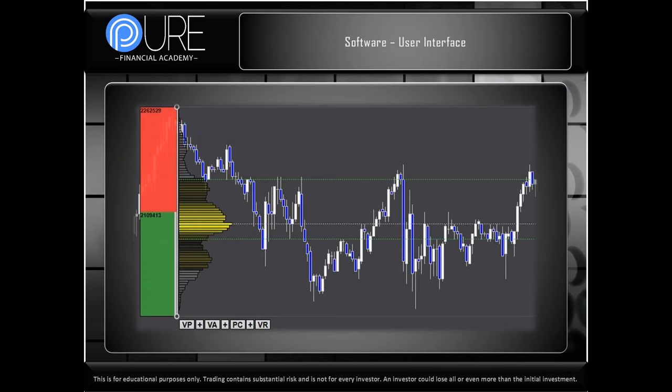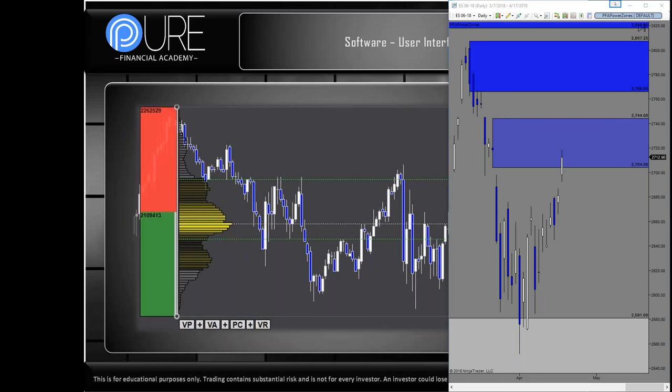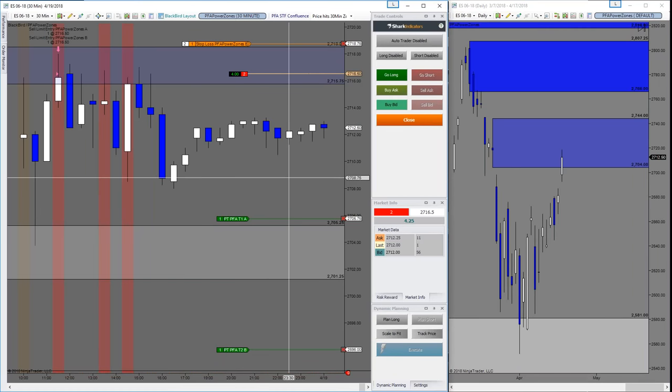All right. Our user interface, just showing you that that is indeed on the power zone as well. Okay, so here we go. Let's go over to NinjaTrader 8. First, I guess let's look at NinjaTrader 7 and let's see if it... Okay, so it did indeed stop.